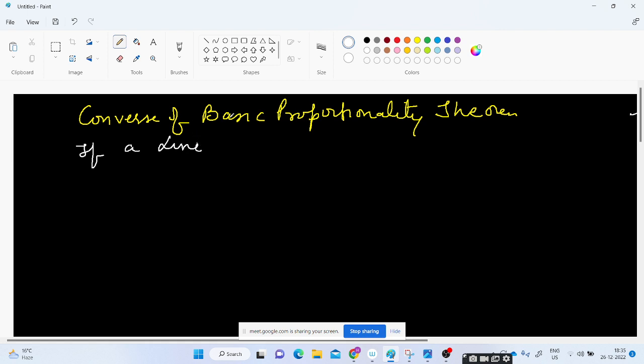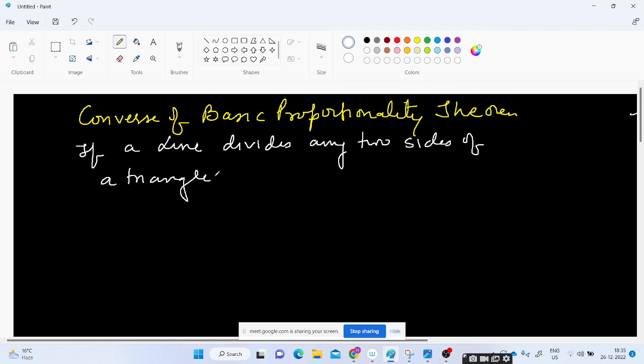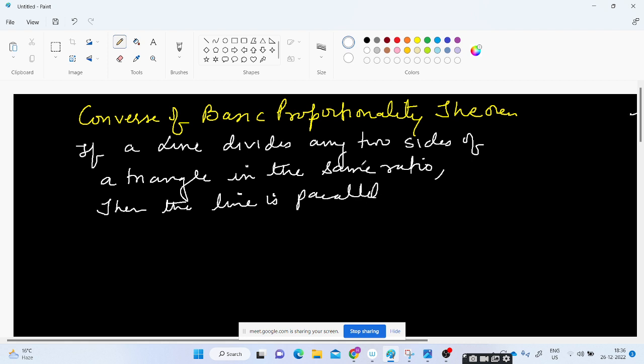If a line divides any two sides of a triangle in the same ratio, then the line is parallel to the third side. ठीक है, तो if a line divides any two sides of a triangle in the same ratio, then the line is parallel to the third side.